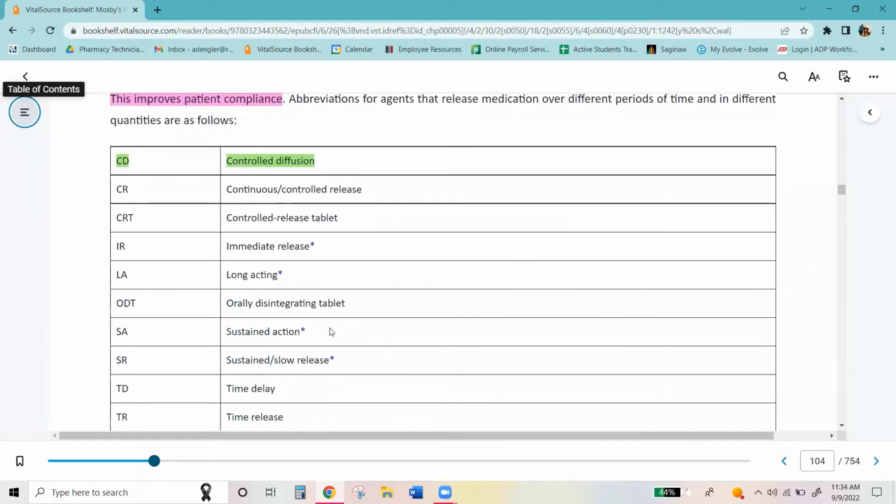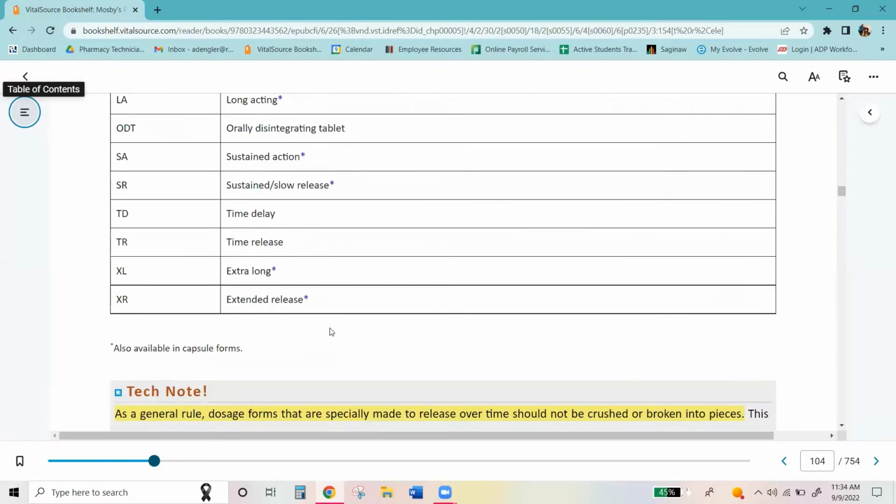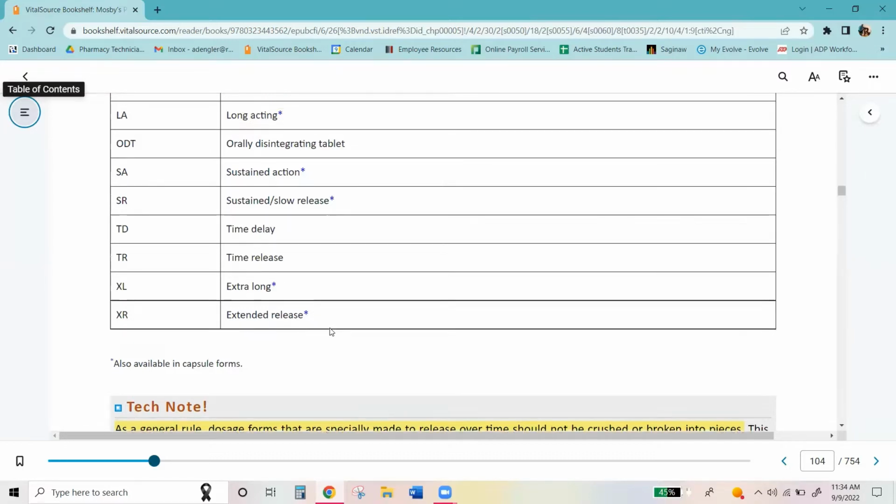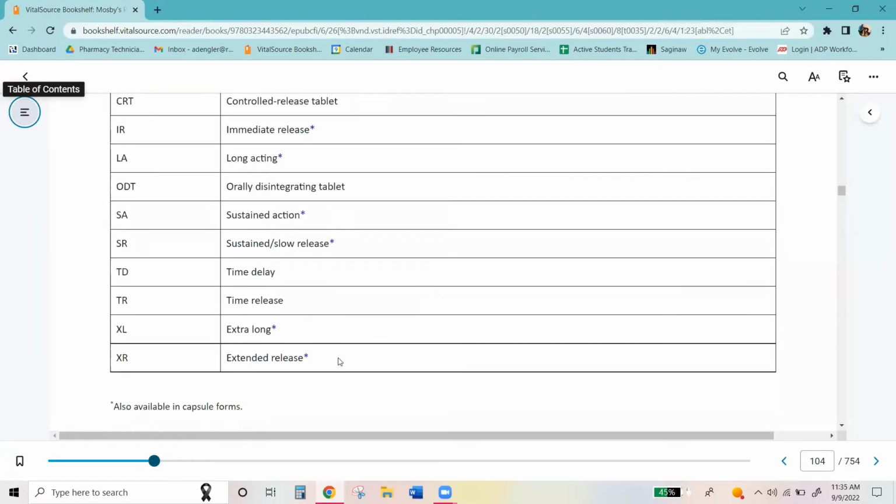Here are some abbreviations for agents that release medication over different periods of time and in different quantities. So CD means controlled diffusion. CR is continuous controlled release. CRT is a controlled release tablet. IR is immediate release. LA, long acting. ODT, orally disintegrating tablet. SA, sustained action. SR, sustained release or slow release. TD, time delay. TR, time release. XL, extra long. XR, extended release. And you will also see ER for a lot of the generic names.